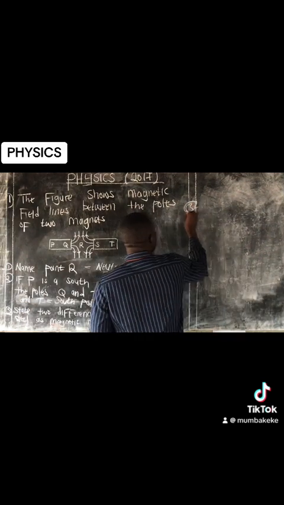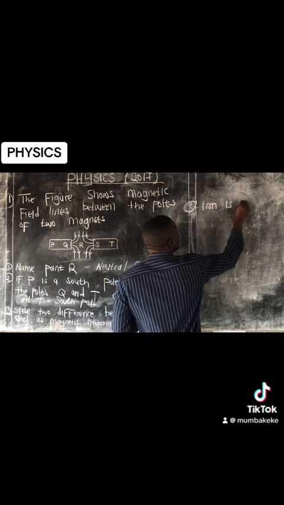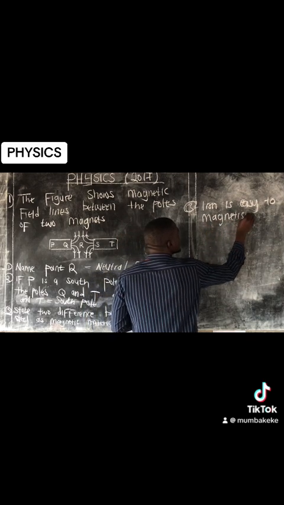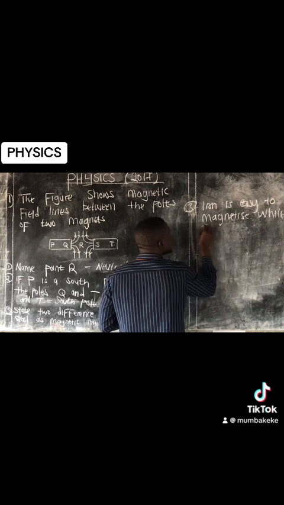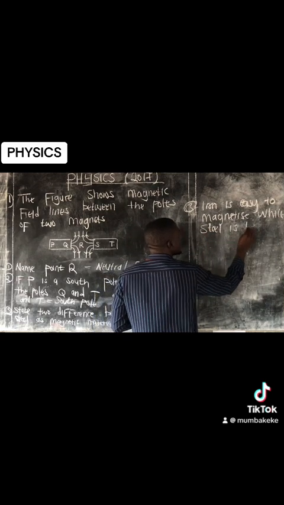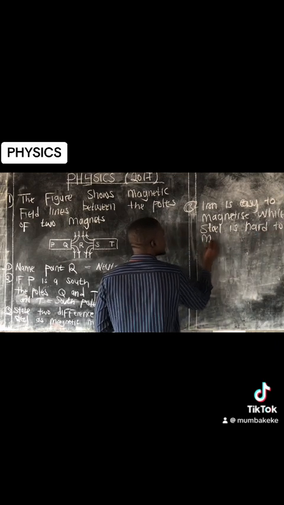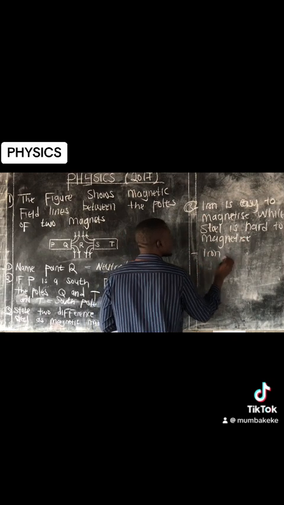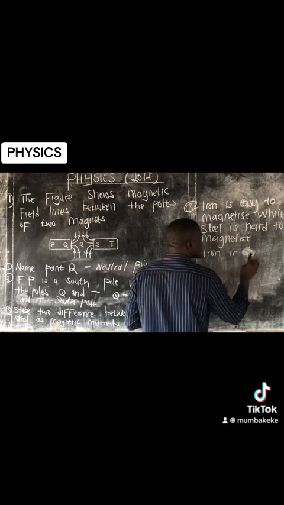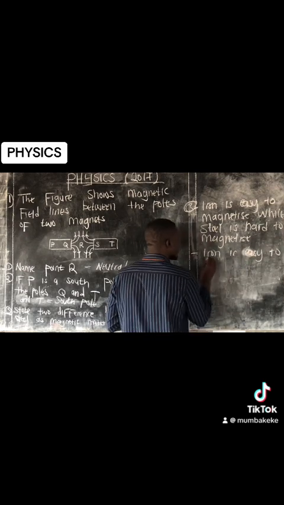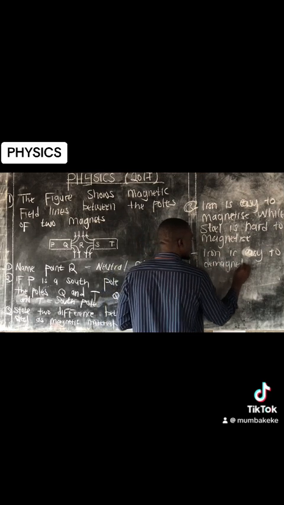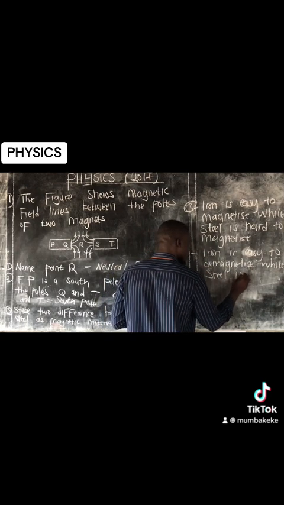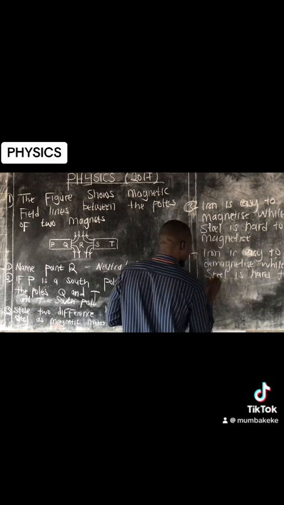So for question 3, we can say iron is easy to magnetize while steel is hard to magnetize. That is the first point. The second point, iron is easy to demagnetize while steel is hard to demagnetize.